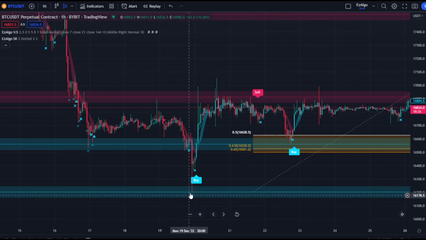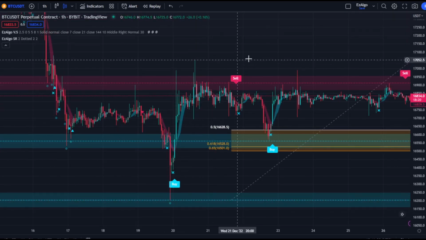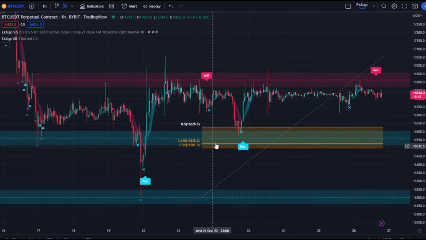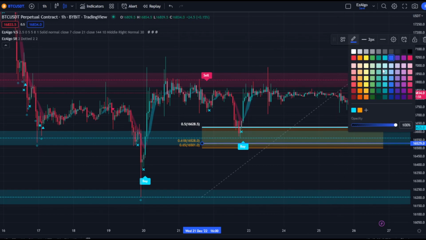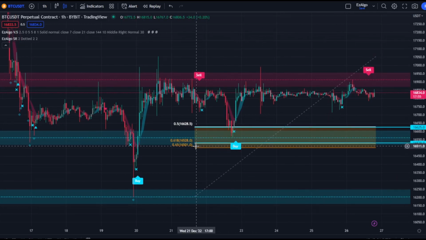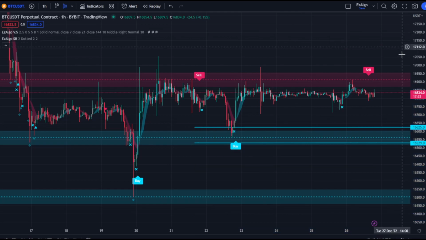So get out your fib, draw from the previous swing low to the previous swing high, and you will see the 0.5 and the golden pocket levels. Now, like I said, these are going to be your entries. So you could do Alt J for that horizontal ray on the 0.5, and you could do the 0.618 or the 0.65. I like the 0.618, so Alt J, and you can change the color of this to whatever color you want. I'm going to change it to the colors of EzAlgo. I like that light blue color. So now we have our entries in place.